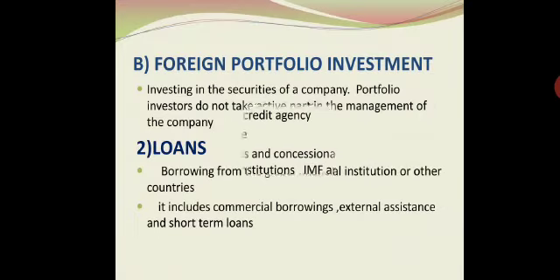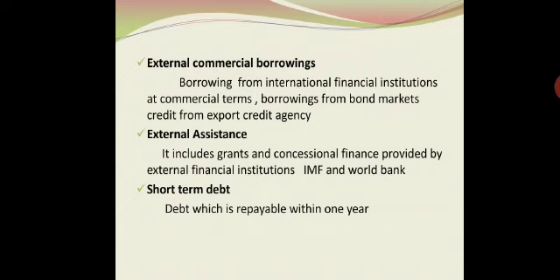Next, what is the meaning of external commercial borrowing? It is the borrowing from international financial institutions at commercial terms, borrowings from bond markets and credit from export credit agencies. Next, external assistance. It includes grants and concessional finance provided by external financial institutions like IMF and World Bank. Next, short-term debt. It is nothing but the debt which is repayable within 1 year.